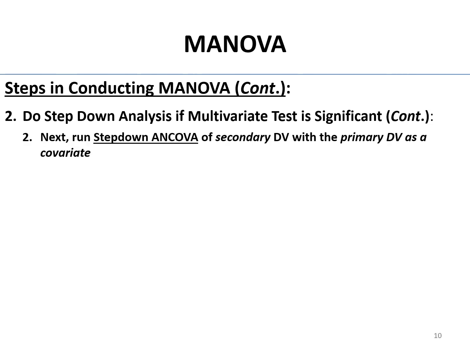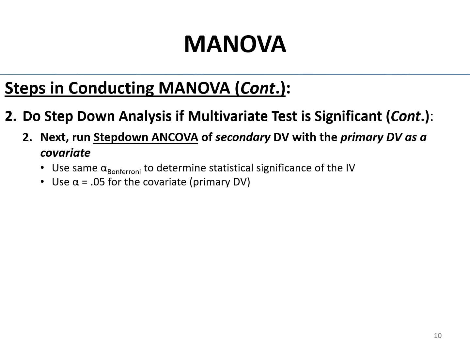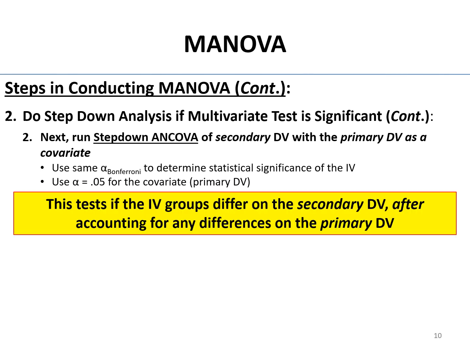The next step of step-down analysis is to run an ANCOVA on the secondary dependent variable, where you use the primary dependent variable as a covariate. So do the groups differ on the secondary DV after removing differences associated with the primary DV? Use that same alpha Bonferroni corrected to determine the statistical significance of the IV effect in the ANCOVA. You use just regular old 0.05 for the covariate, which is the primary dependent variable.